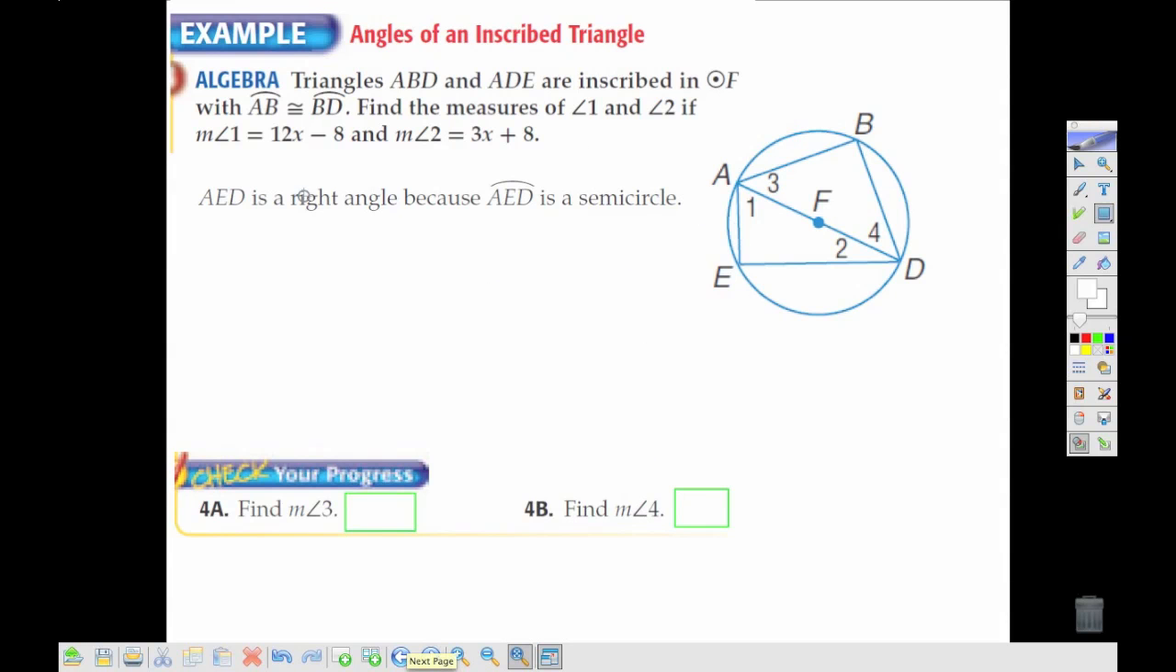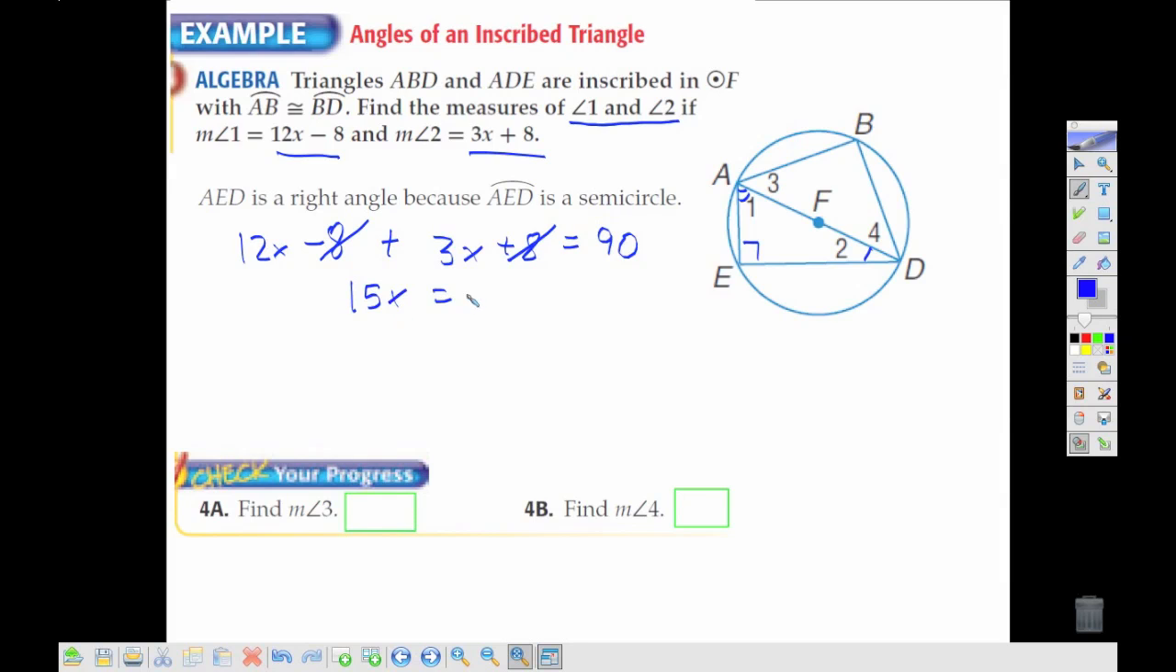This can be used in a problem like this, where we're asked to find the measures of angles 1 and 2. Here we're given algebraic measures, but we do know, based on their location, since E would have to be a right angle, since AD is a diameter, then angles 1 and 2 would be complementary angles. Those are going to add up to 90, so the measure of angle 1 plus the measure of angle 2, or 12x minus 8, plus 3x plus 8, have to equal 90 degrees. The minus 8 and plus 8 will cancel out, giving us 15x equals 90, or x equals 6.